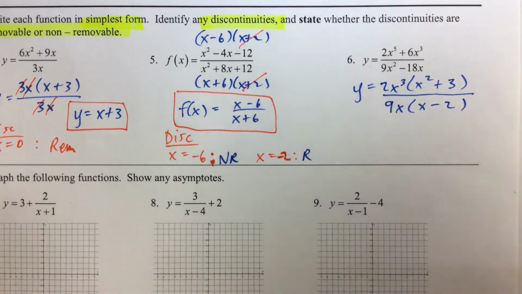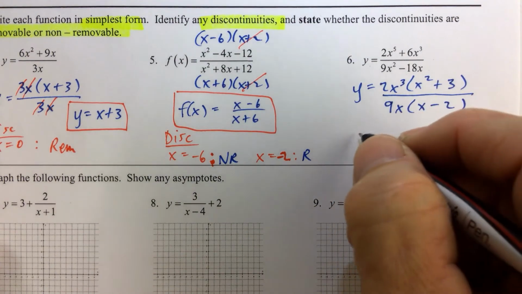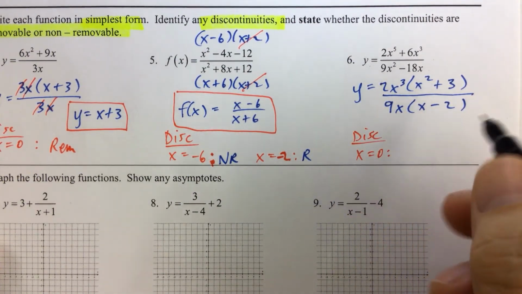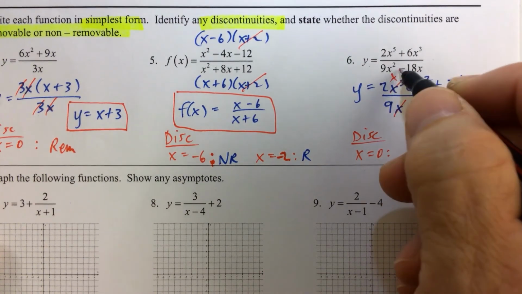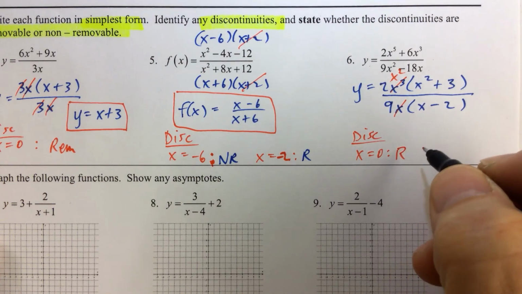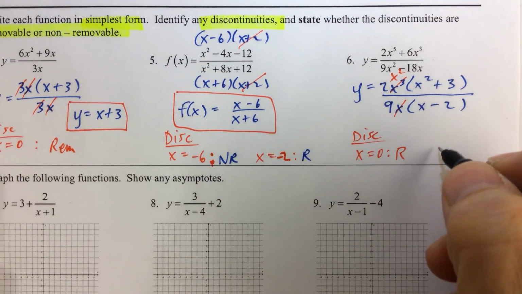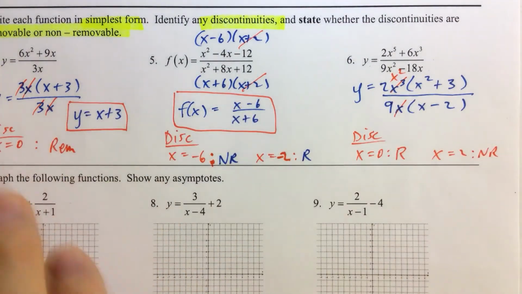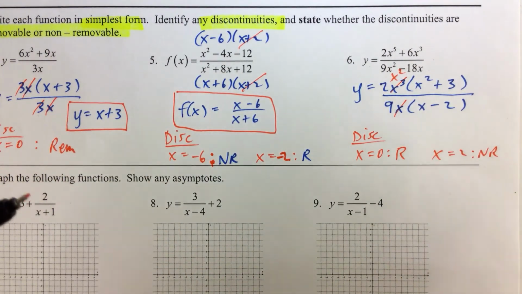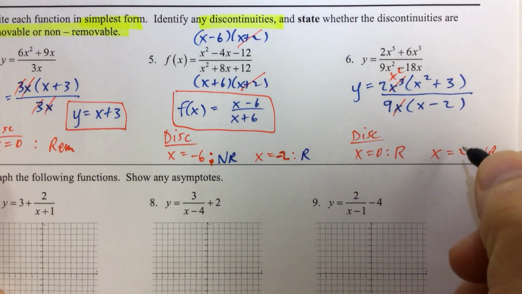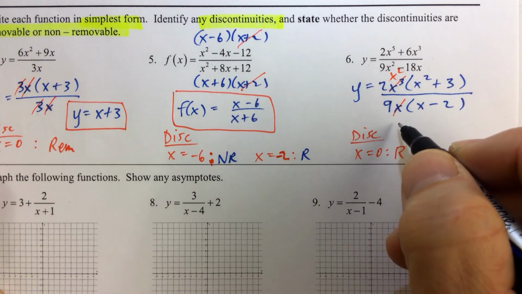x equals 0 will make the denominator 0. Discontinuities, we have x equals 0, and we get to cancel that, so we're left with x squared up on top, and so that's a removable discontinuity. And then also we have x equals 2, which is non-removable. We didn't remove the factor of x minus 2, so therefore the discontinuity at 2 is non-removable.